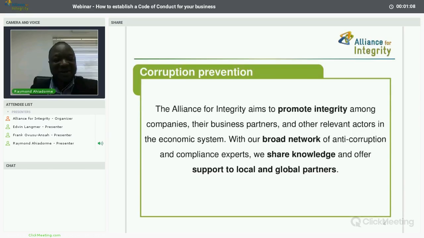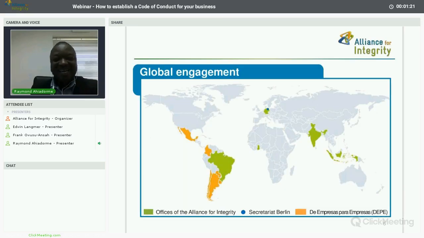So we involve businesses and their partners and other relevant actors. And then we work with a broad range of people, professionals in compliance, and then we share knowledge and also support locally and internationally. So talking about supporting internationally, let's look at where we are active in the world. I mean, the various continents and countries we are active in as Alliance for Integrity. As the map shows, we have our offices in Indonesia, India, Ghana, Brazil, and also Mexico. And from these regional hubs, we undertake other activities in Argentina, for instance, Chile, Uruguay, Colombia, and the rest. We'll get to know more about the respective activities in a moment.